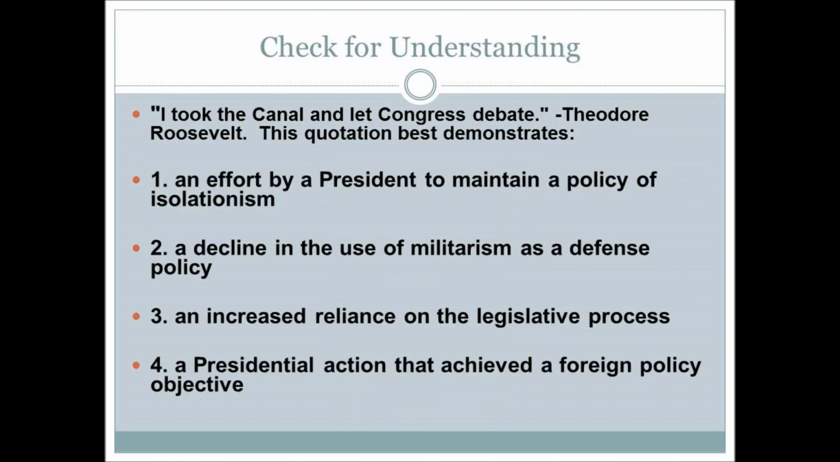Your check for understanding. It's a quote from Theodore Roosevelt. It says, "I took the canal and let Congress debate." The question says, this quotation best demonstrates: 1. An effort by the president to maintain a policy of isolationism. 2. A decline in the use of militarism as a defense policy. 3. An increased reliance on the legislative process. Or 4. A presidential action that achieved a foreign policy objective. We will answer this question together in class, but I want you to try to use some test taking strategies. Eliminate some choices and try to find the correct answer.